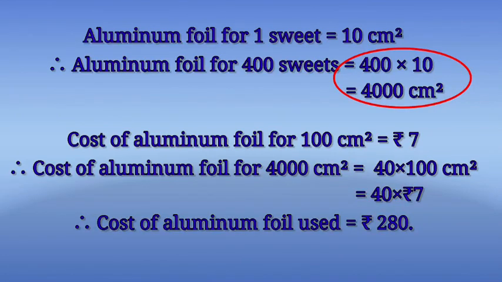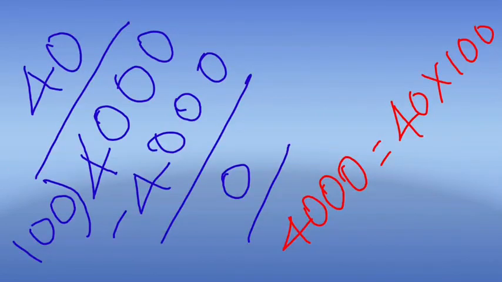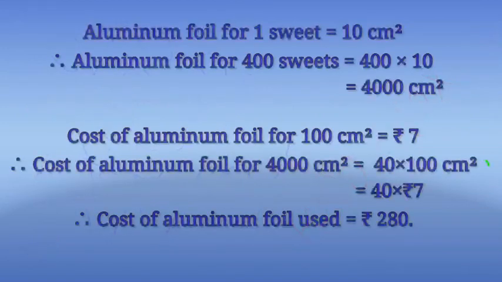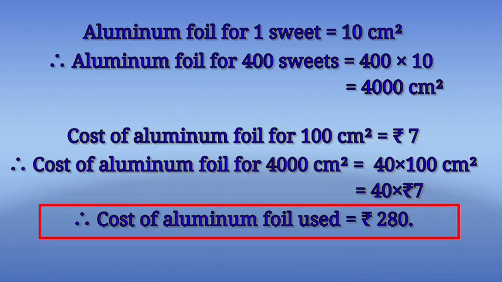For finding the cost of all such suites at the rate of rupees 7 per 100 square centimeter, we have to divide 4000 by 100, which gives 40. Then multiply 40 with rupees 7, since the cost of 100 square centimeter is rupees 7. So the cost of aluminum foil used is equal to rupees 280.